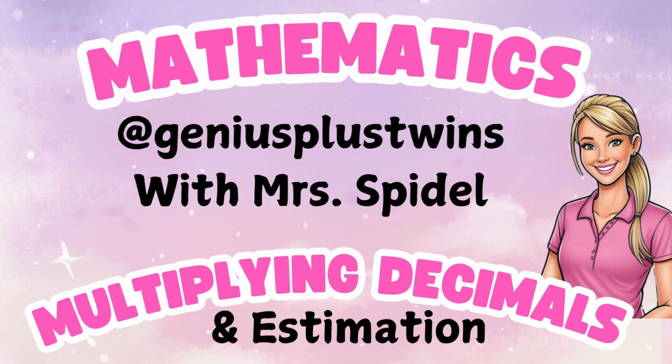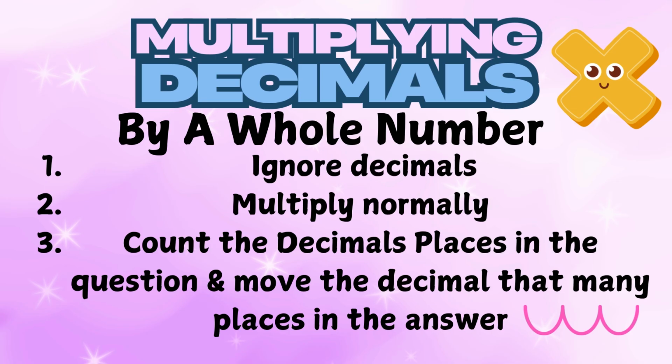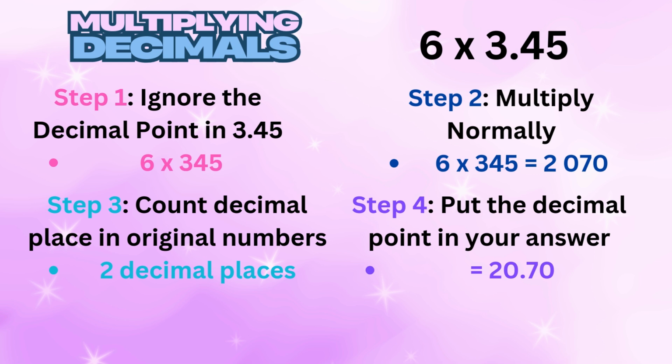Let me explain how to multiply a whole number with decimals in a clear, step-by-step way. First, the key rule. When multiplying with decimals, temporarily ignore the decimal point. Just multiply the numbers as if they were whole numbers. Then count the total number of decimal places in the original numbers and put that many decimal places in your answer. Let's work through an example.